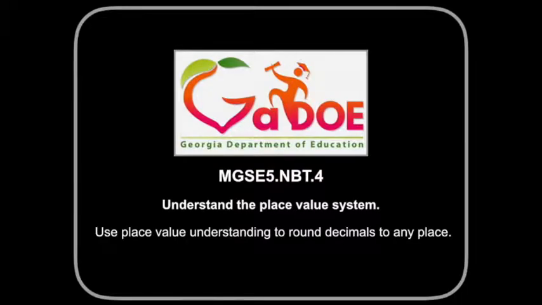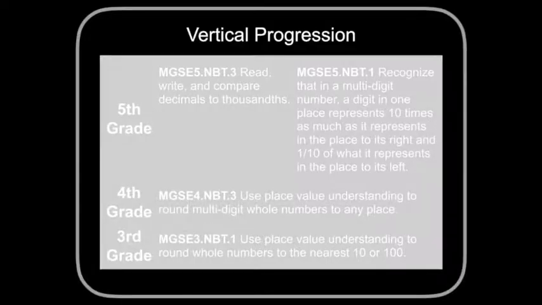This video will focus on 5.NBT.4, understanding the place value system. Specifically, this standard's focus is using place value understanding to round decimals to any place. The progression that leads to 5.NBT.4, since it's based on place value understanding, goes back to first grade.